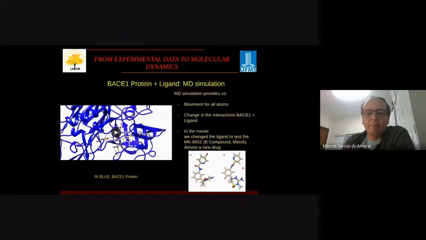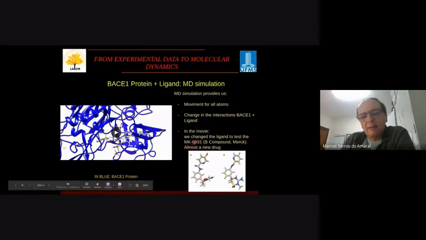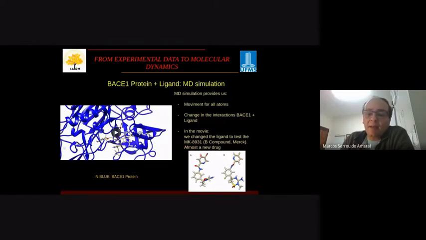By the way, this compound MK is coming from Merck, the pharmaceutical industry, and they were trying this compound to be a new drug, but there were some problems in the preclinical stage, and sorry, MK will not be a new drug, unfortunately.